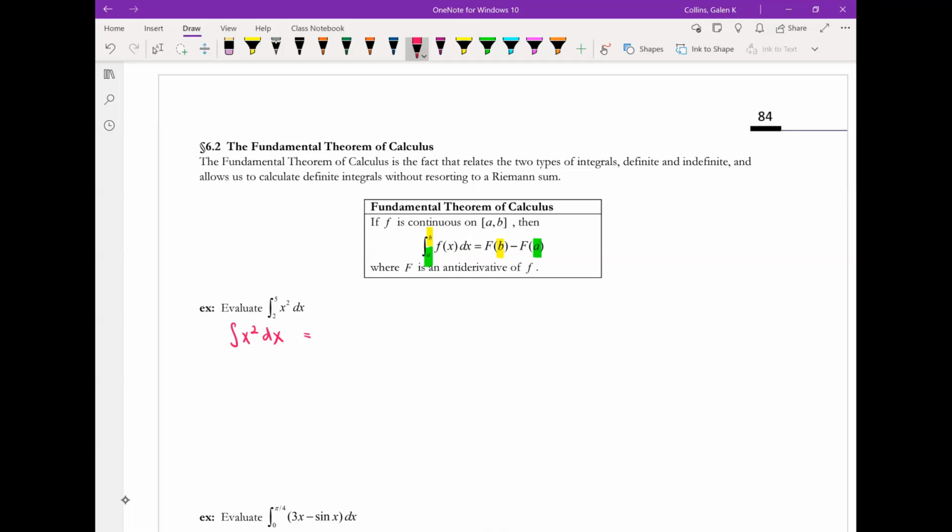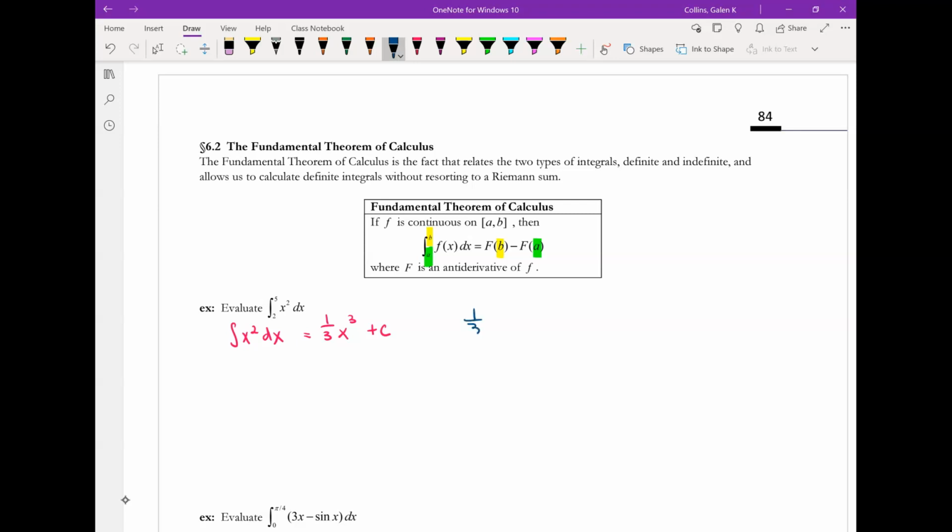I'm going to use the rules from 6.1. So I know I've got to add 1 to my exponent. And then to account for the coefficient, I've got to either divide by 3 or multiply by 1/3. And then we would say plus c, where c represents some constant of integration. So now, since we know that that is the antiderivative of x squared, if we wanted to evaluate that from 5 to 2, here's how we could write that.